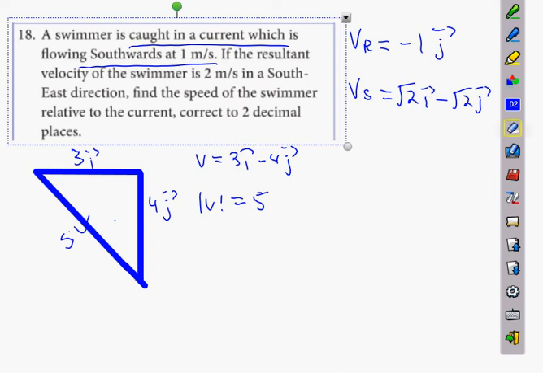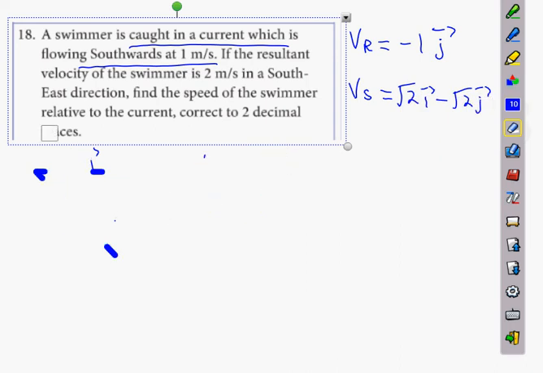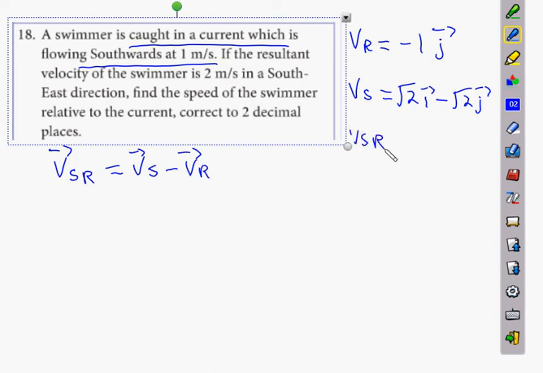So we have to take this knowledge into our answer, okay? So what we're going to have here is the velocity of the swimmer in the river. You never use VRS. The velocity of the river in the swimmer doesn't make sense. So the velocity of the swimmer in the river is what makes sense, okay? So that equals Vs minus Vr. Therefore, the whole question is about finding VSR. What can the swimmer do in the river on his own, relative to the current?